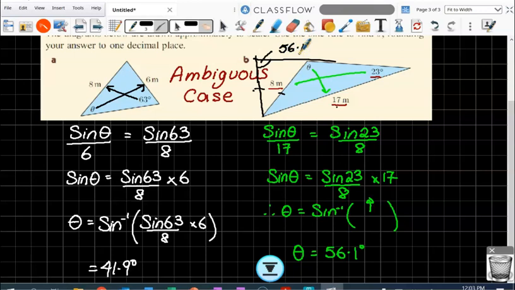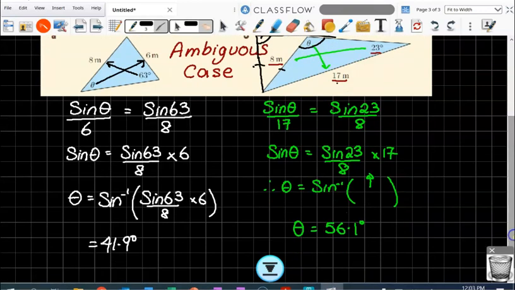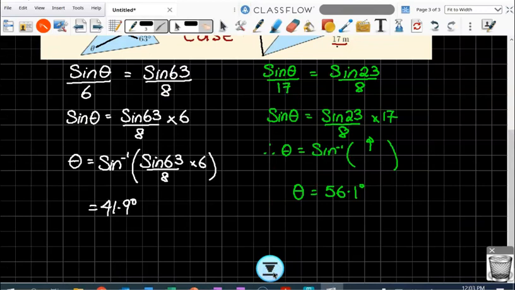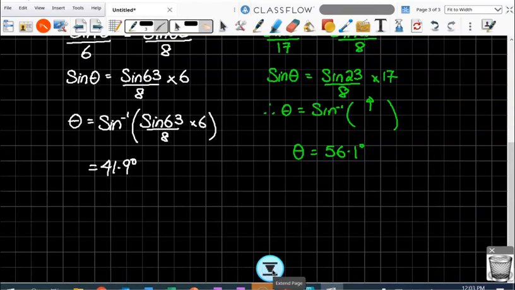Does everyone see that? But what about this angle then? How do I find that? Well, I'm glad you asked. This is what we have to do to check for the ambiguous case. It's highly technical. Not. So here we go. Check for ambiguous.